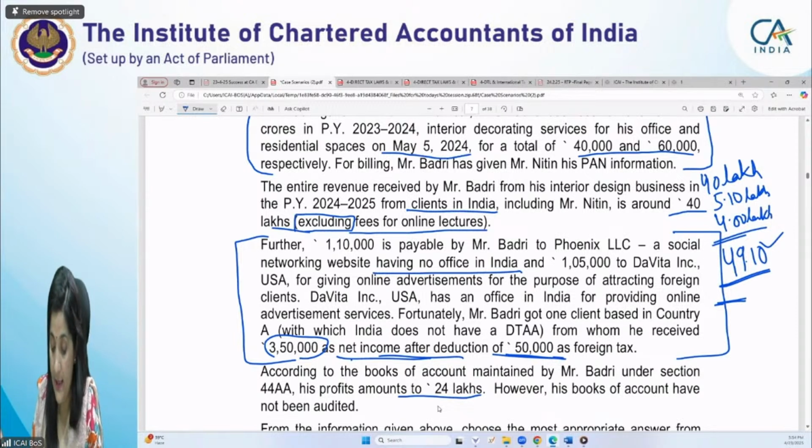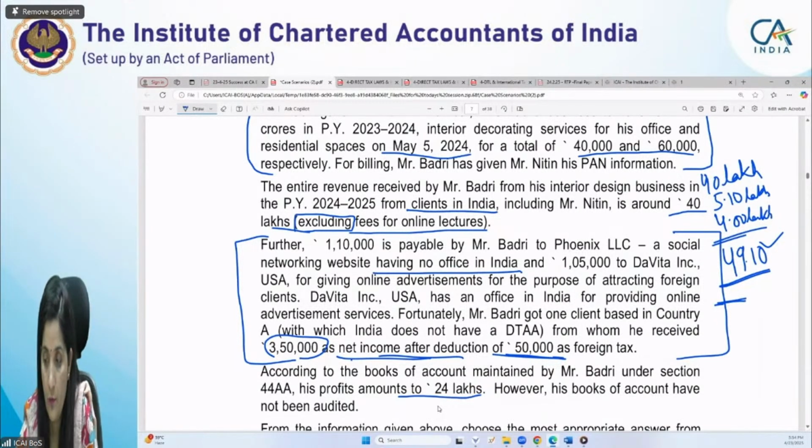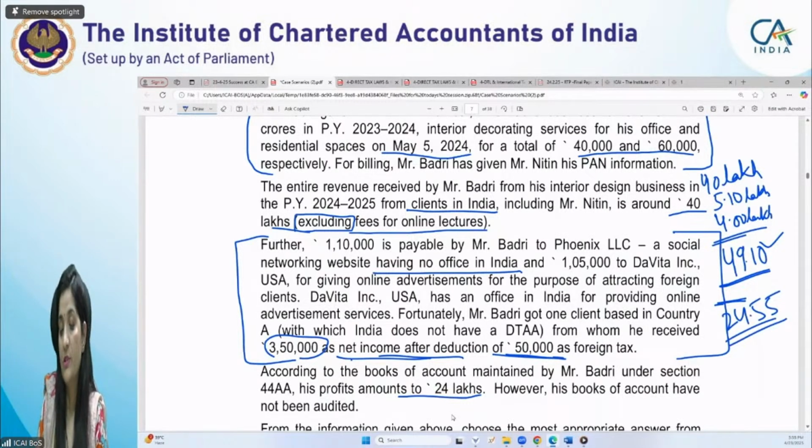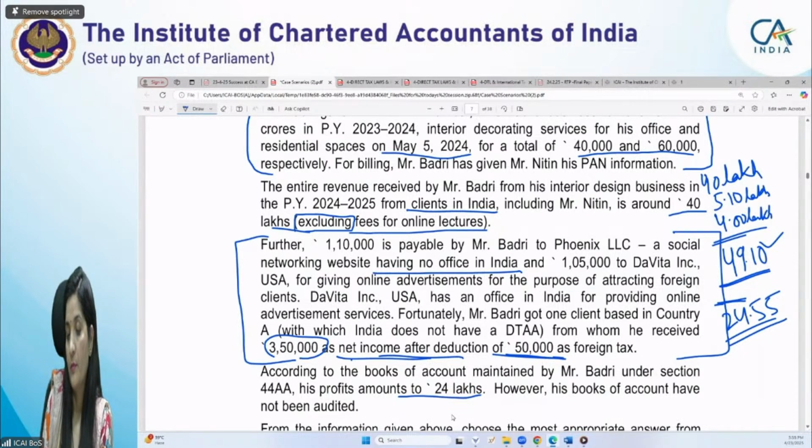अब 49 lakh 10,000. What does 44ADA talk about? कितना बोलते हैं presumptive income? 50%. 50% of 49.10 is coming to 24.55. As per books of accounts, it's 24 lakhs. It's less than, he can declare under 44ADA.